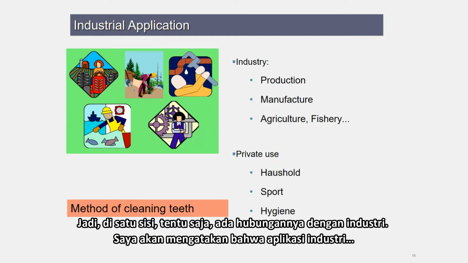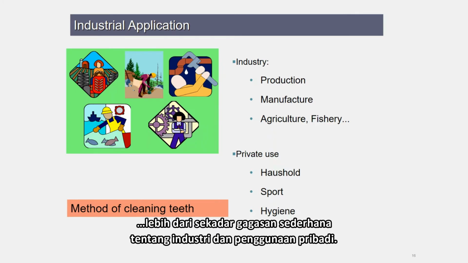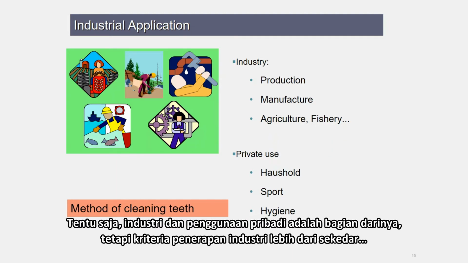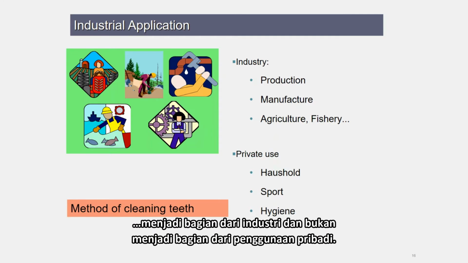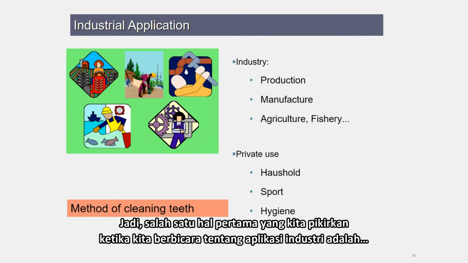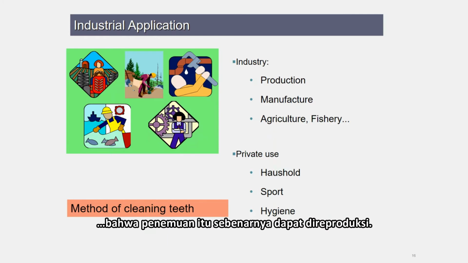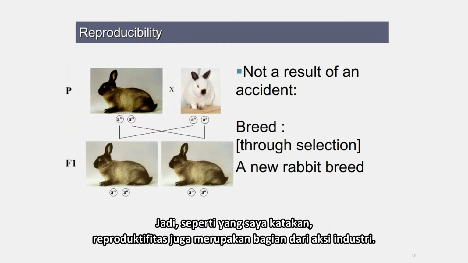I will say that industrial application goes beyond just the simple idea of industry and private use. Of course, industry and private use are part of it, but the criterion of industrial application is much more than being part of the industry and not being part of the private use. So one of the first things we think of when we are talking about industrial application is that, in fact, the invention shall be reproducible. So as I told you, the reproducibility is also part of industrial application for us.